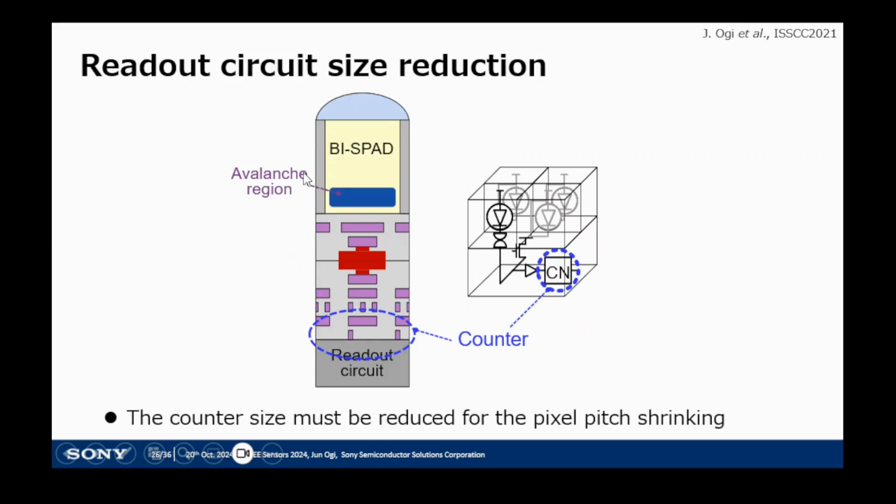The photon-counting image sensor can be realized by connecting SPAD pixels and photon-counting circuits one by one. For the photon-counting image sensor, the back-illuminated stacked structure is appropriate because the counter circuit can stack under the pixel by pixel-parallel Cu-Cu connections. However, in this architecture, the circuit size, especially the counter circuit size, determines the pixel size. And the circuit size must be reduced for pixel size reduction.